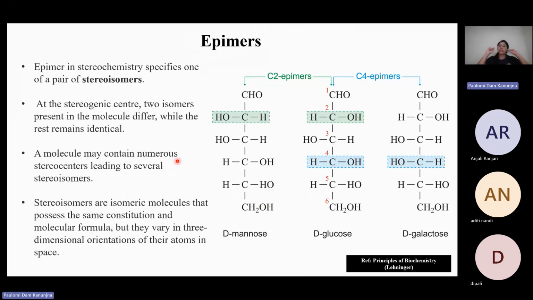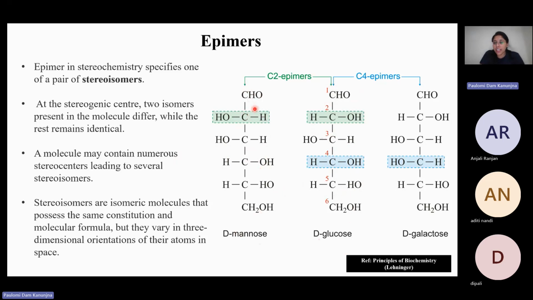That is called the stereogenic center, and one molecule can have several stereogenic centers. That's because, let's see, D-glucose and D-mannose first. CHO, CHO. This also is correct. Only the first and the second here. OH on the right, OH on the right, and CH2OH.